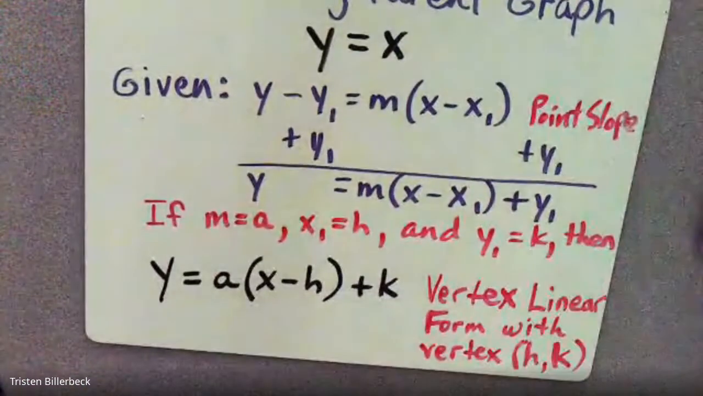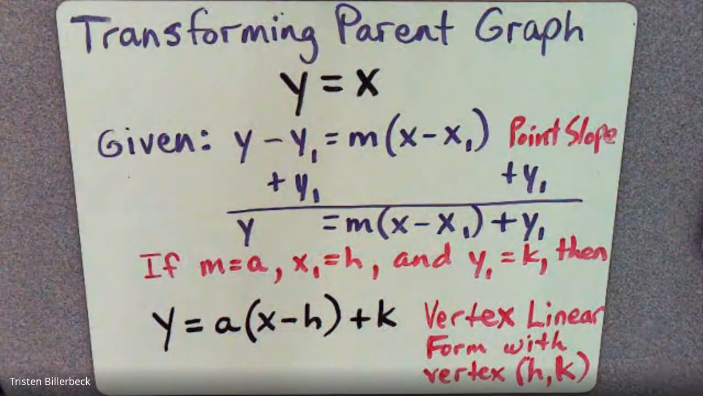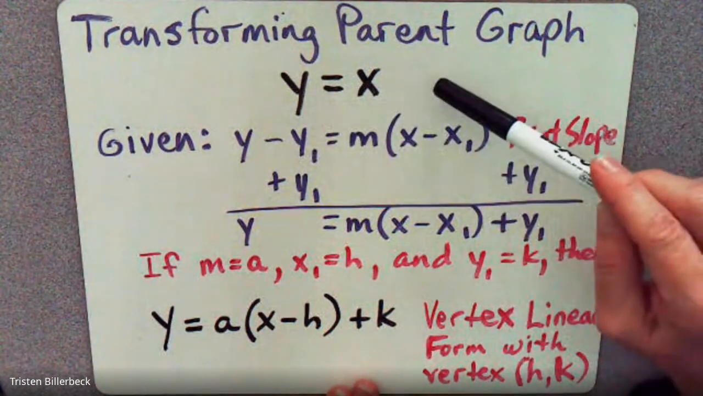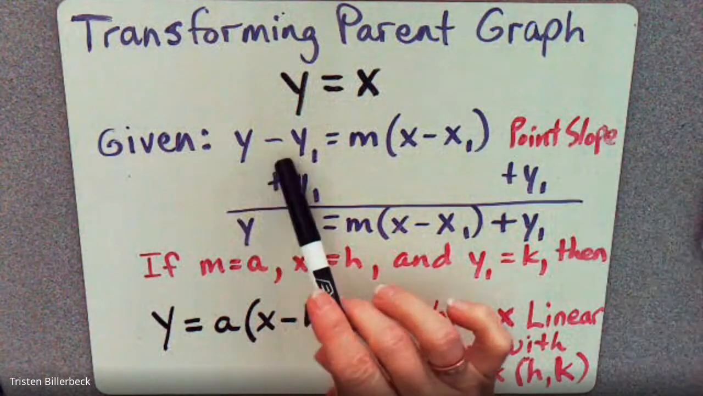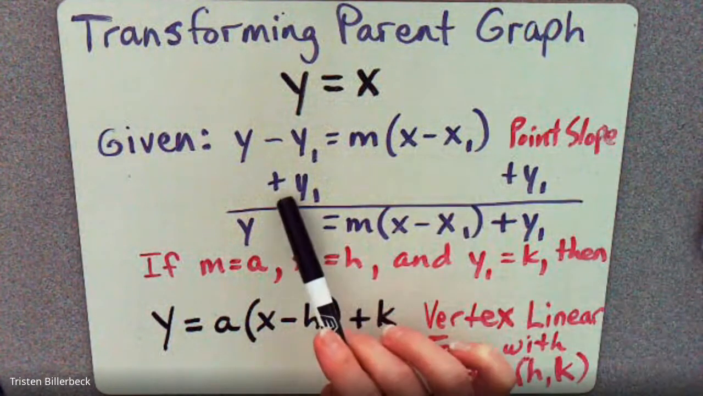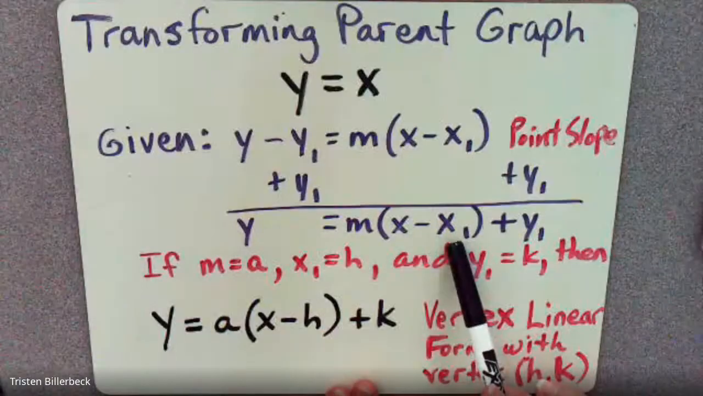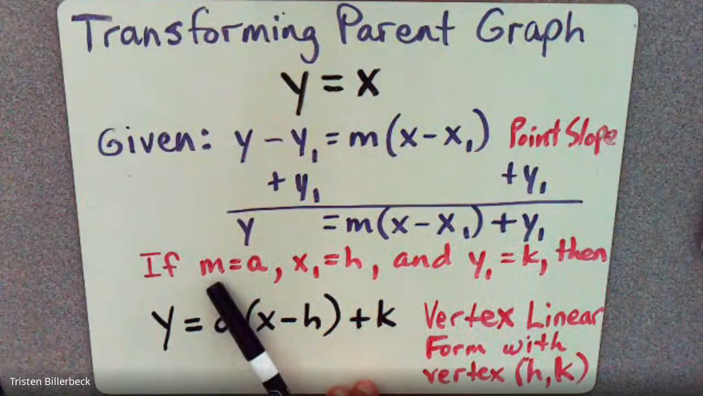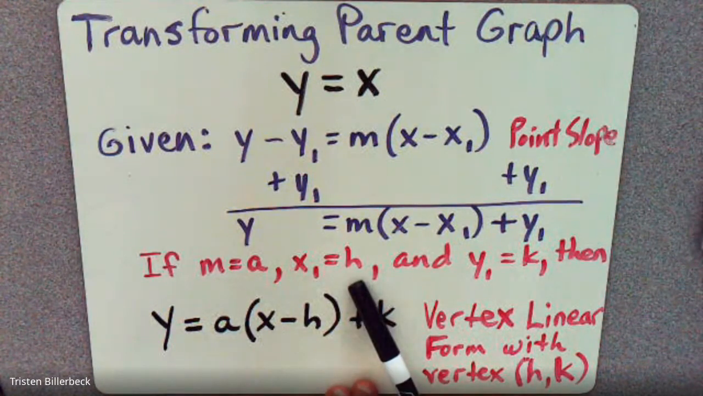Okay, so we were just looking at transforming the parent. The parent graph for a linear function is y equals x. If we remember the point slope form, y minus y1 equals m times x minus x1, and we move that y1 to the other side, we get y equals m times the quantity x minus x1 plus y1.